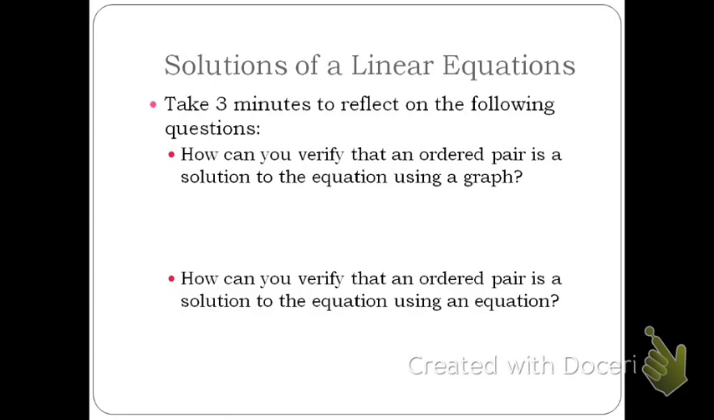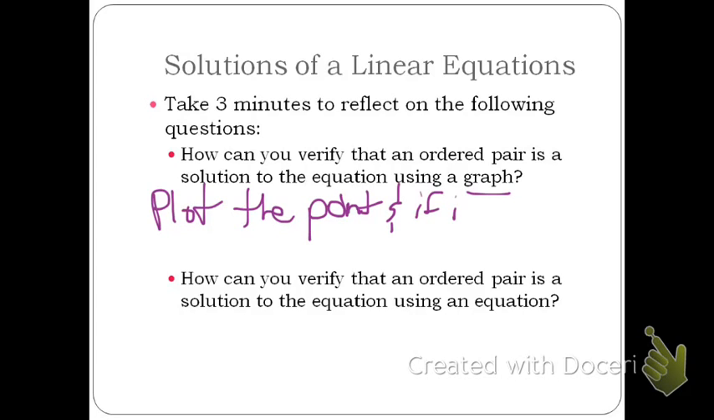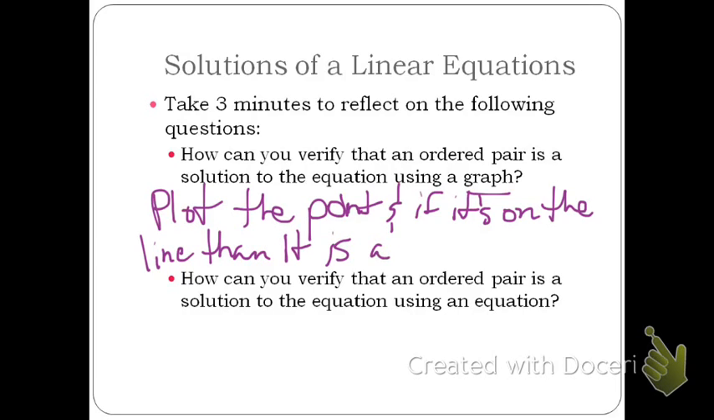So, how can you verify that an ordered pair is a solution to the equation using a graph? Well, if we're using a graph, we plot the point. When I say plot the point, that means find the x and y value and draw the dot. Plot the point, and if it's on the line, then it is a solution.